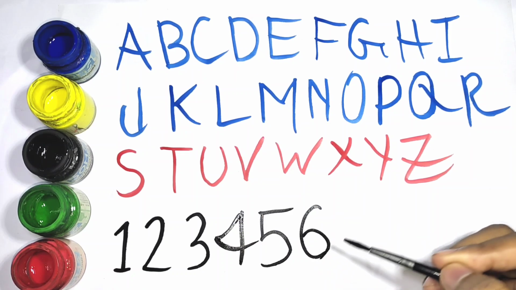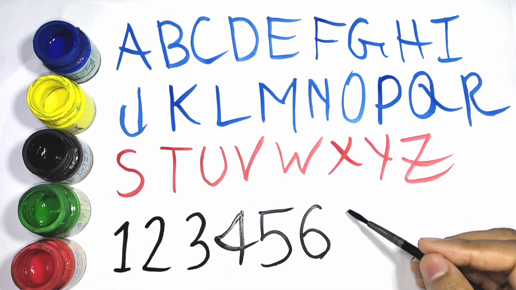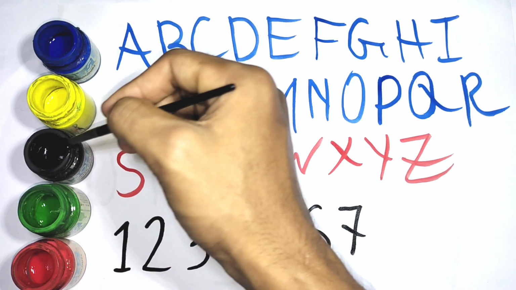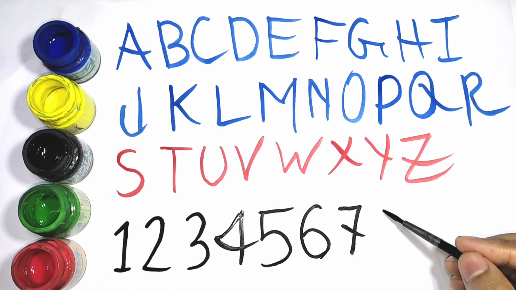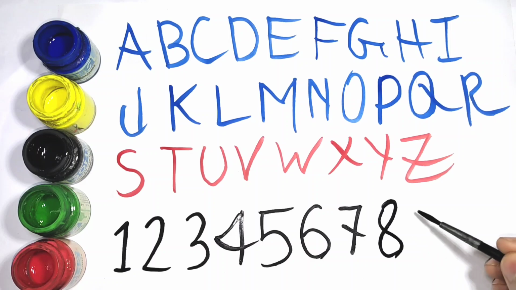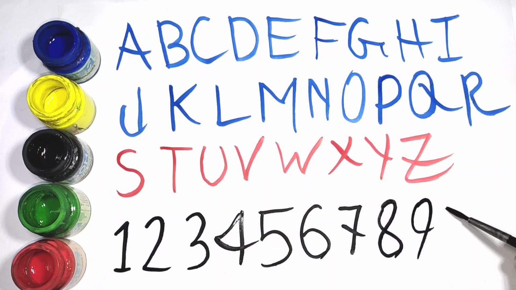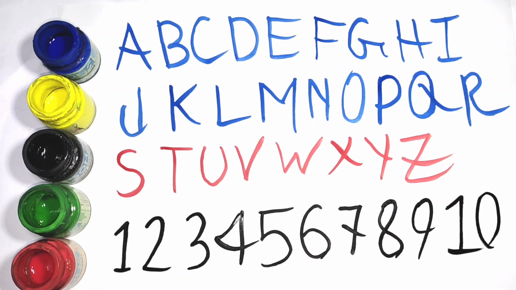The next one is 6. S-I-X, 6. Now we draw 7. And the next one is 8. And now we draw 9. The next one is 10. Today we draw capital letter alphabets A to Z and numbers 1 to 10.